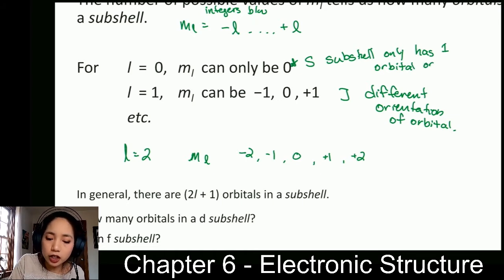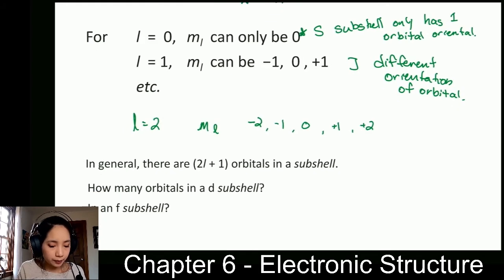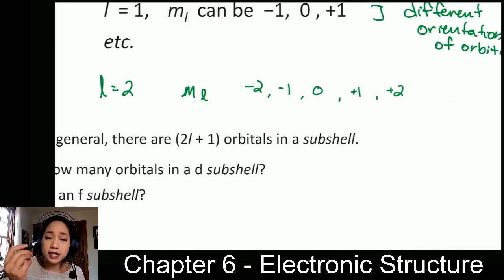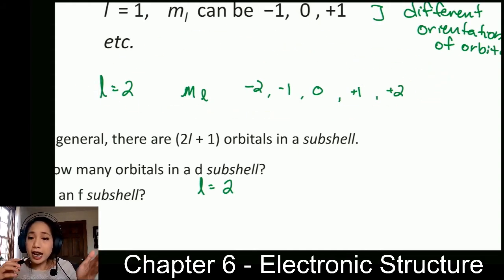But if we look at L equals 1, we can have 3 different orbital orientations. Then I think here, for how many orbitals or orientations are there within a D subshell. If we think of a D subshell, that letter designation is related to one of our L values. So when we have a D subshell, that's L equals 2. And if we count how many orbitals or ML values there are within L equals 2, there's 1, 2, 3, 4, 5.